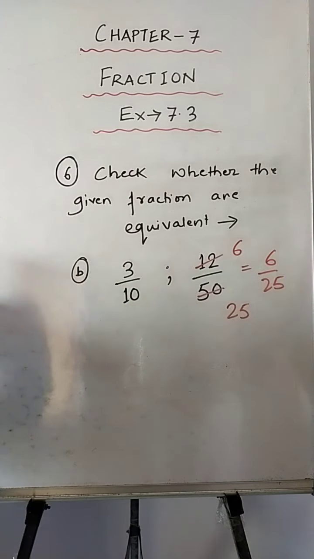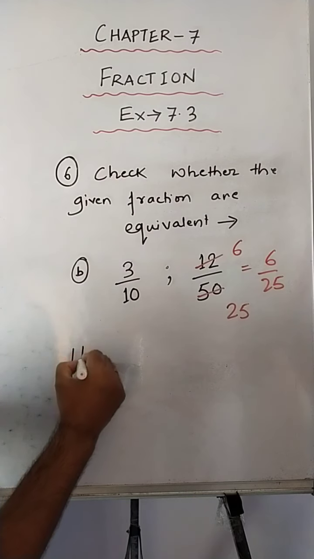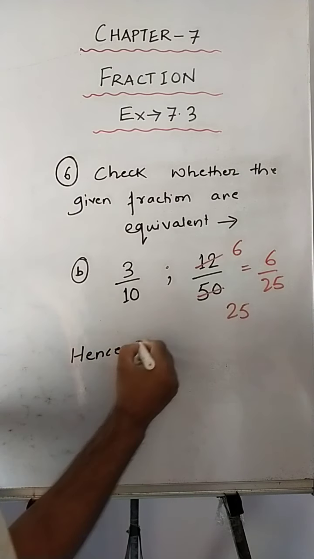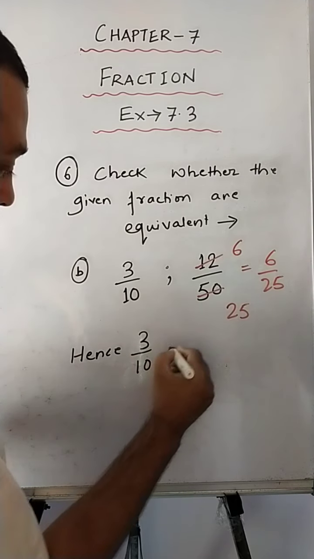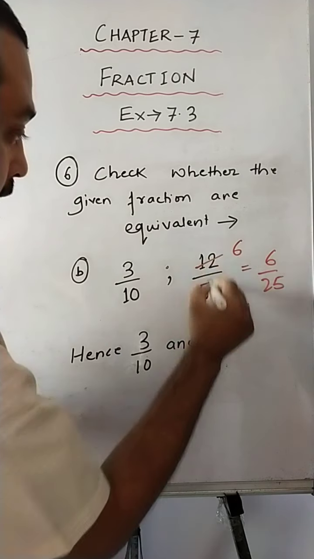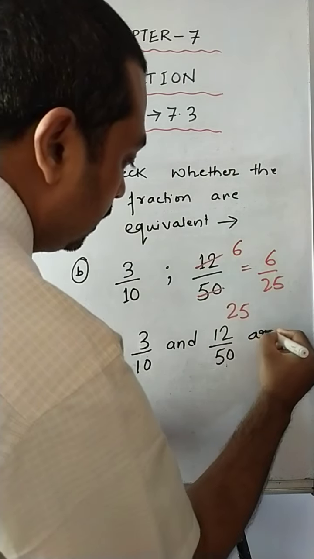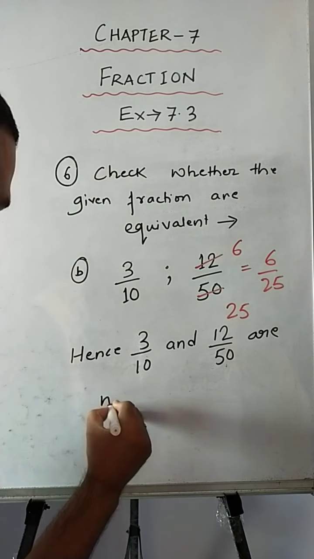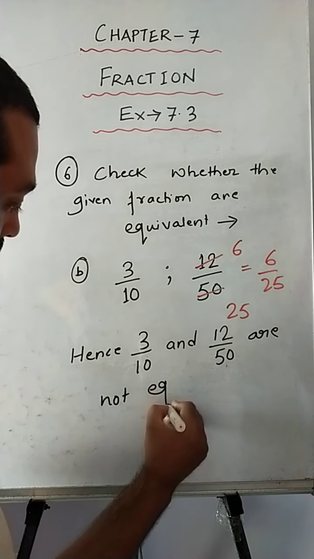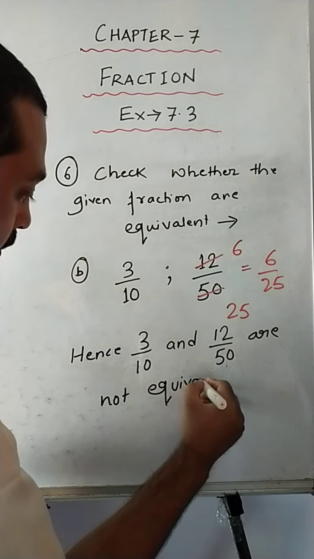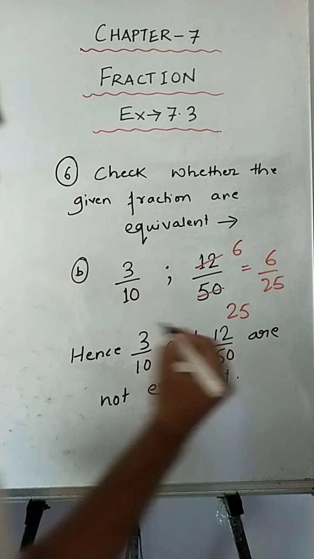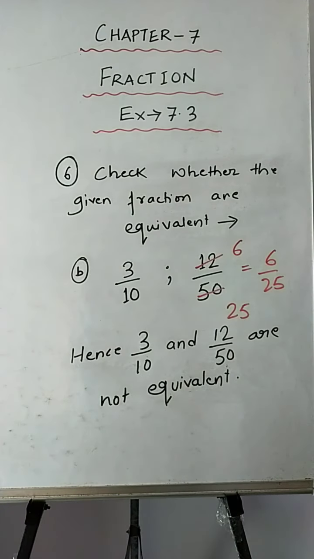So, we can write that hence 3 upon 10 and 12 upon 50 are not equivalent. Fine. Hence 3 by 10 and 12 by 50 are not equivalent.